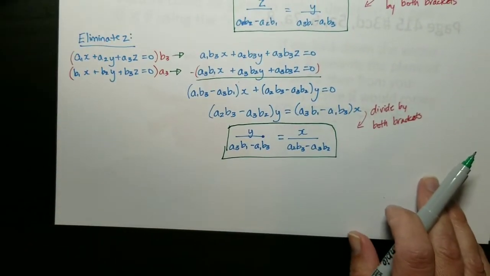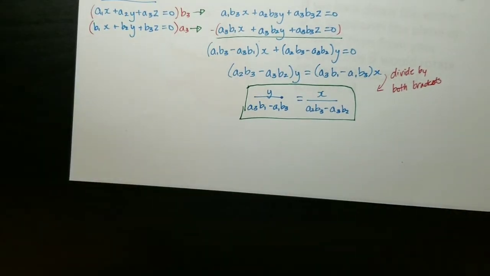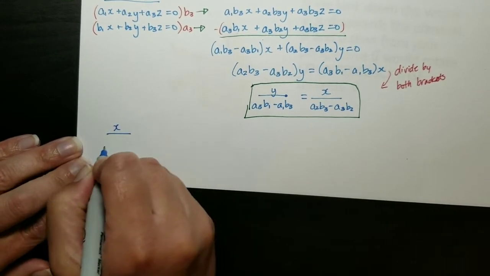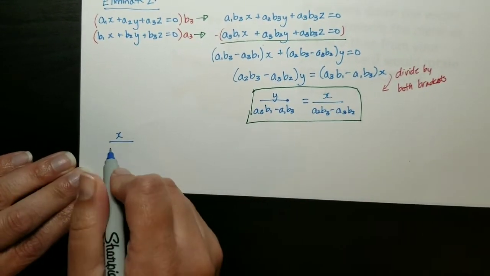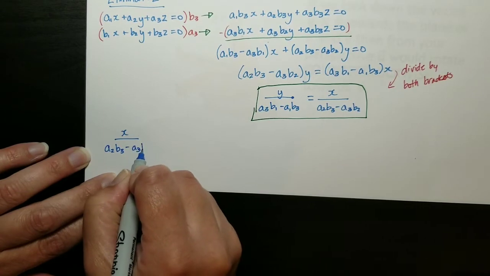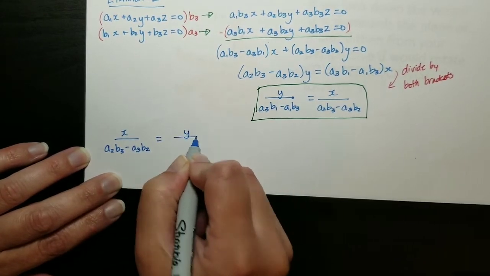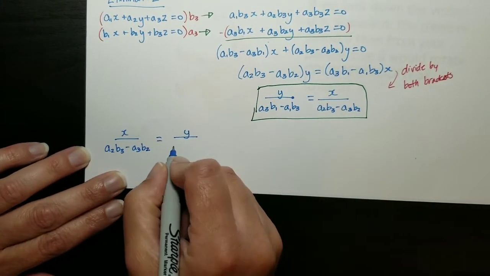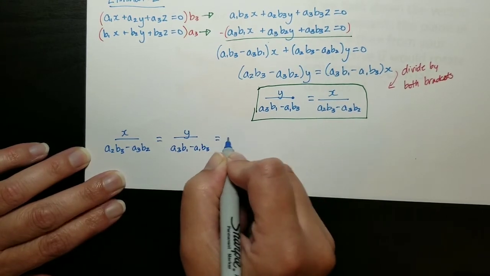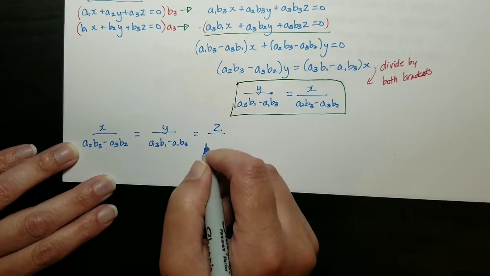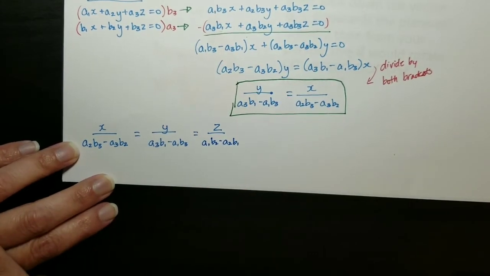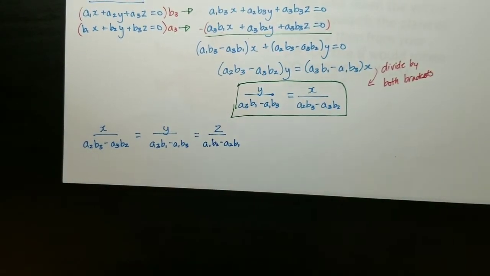So I'm going to go and write that as x over A2B3 minus A3B2 equals y over, and this is the same in both, A3B1 minus A1B3 equals z over A1B2 minus A2B1. So that doesn't feel like a great formula.